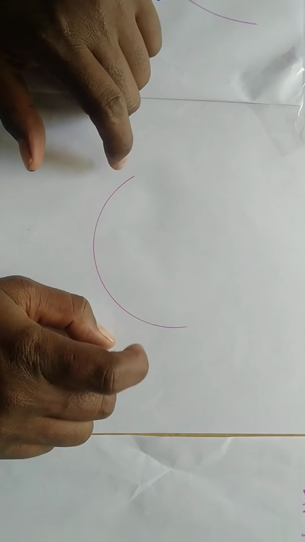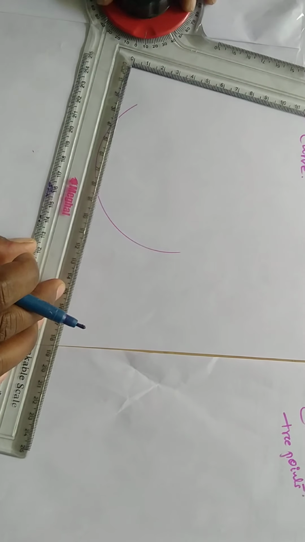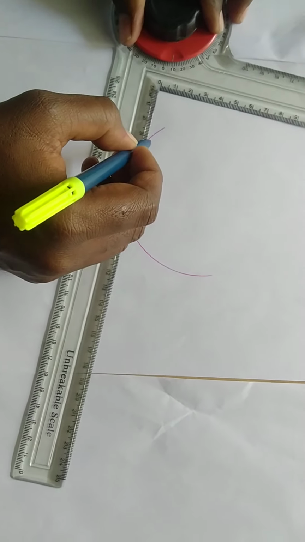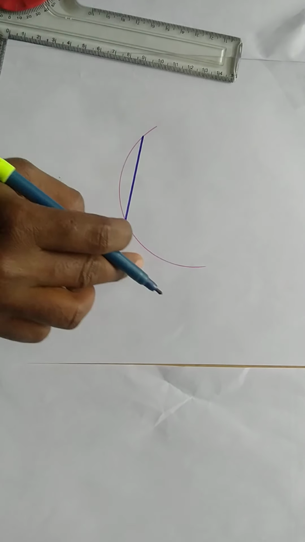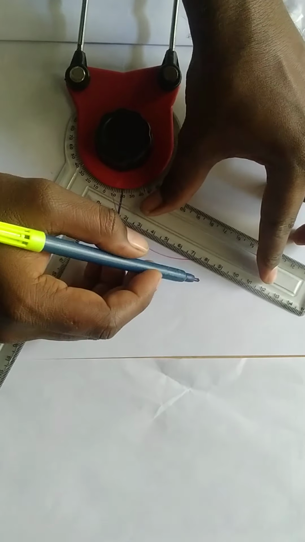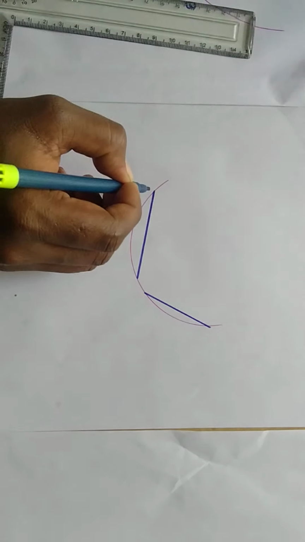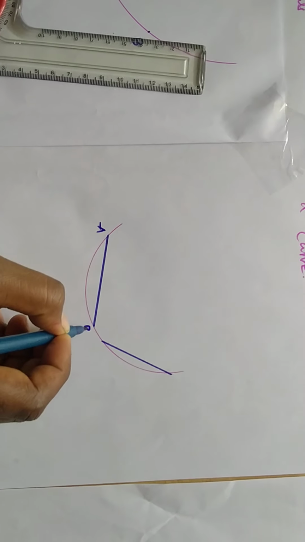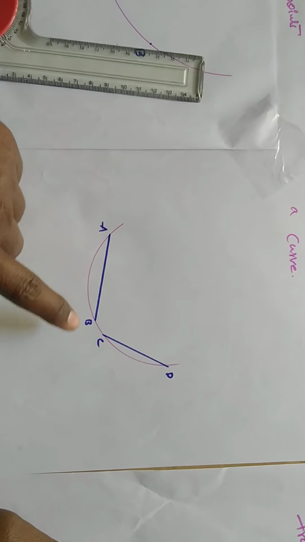In this case, if you don't know the center, let's draw two lines on the circumference, on the surface of the curve. Name them the AB line and the CD line.